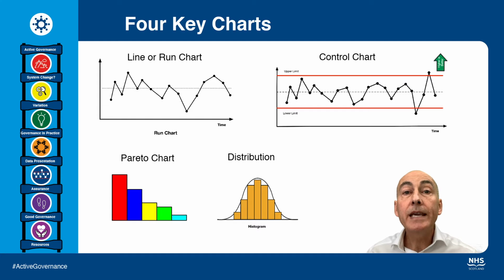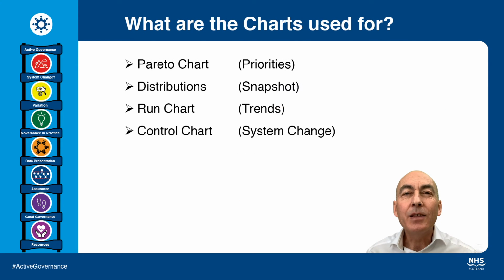There are 4 key charts that you'll find above all others in your board papers. And they are the simple line or run chart, the control chart, the Pareto chart, and the distribution. Now, the Pareto is great for determining priorities. The distribution gives you a snapshot of your process in time. The line or run chart is great for detecting structural changes.